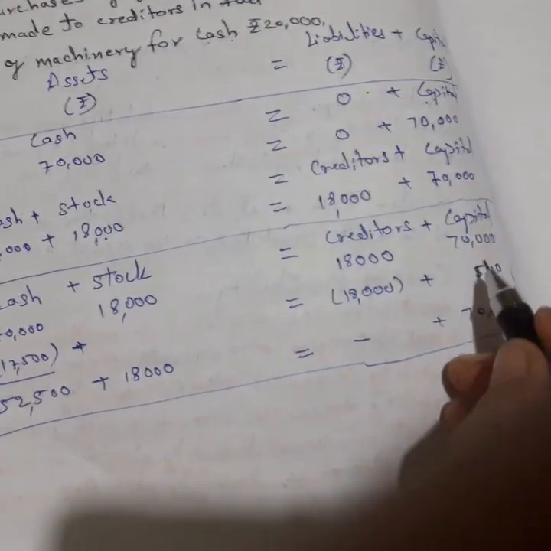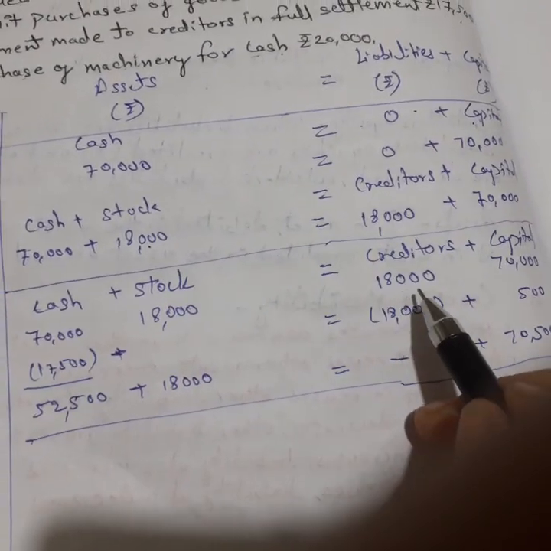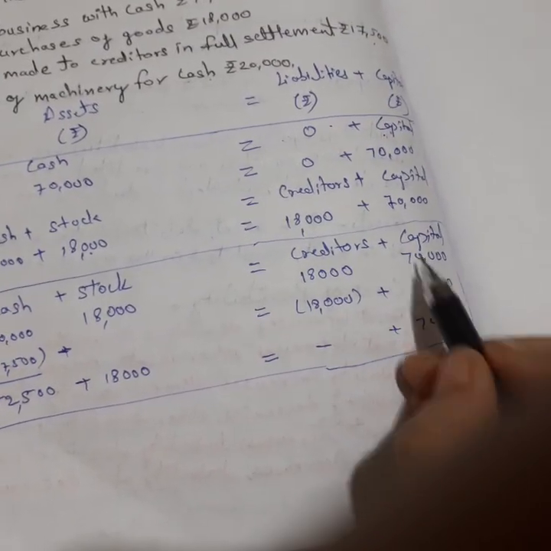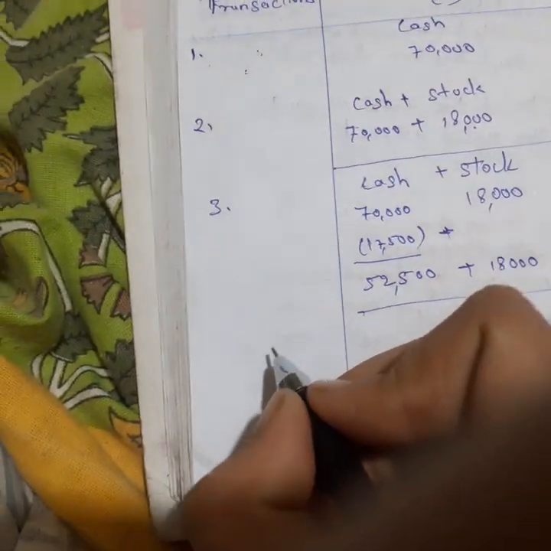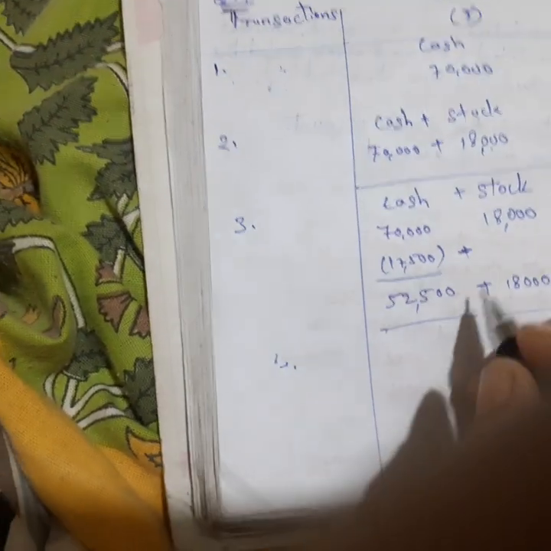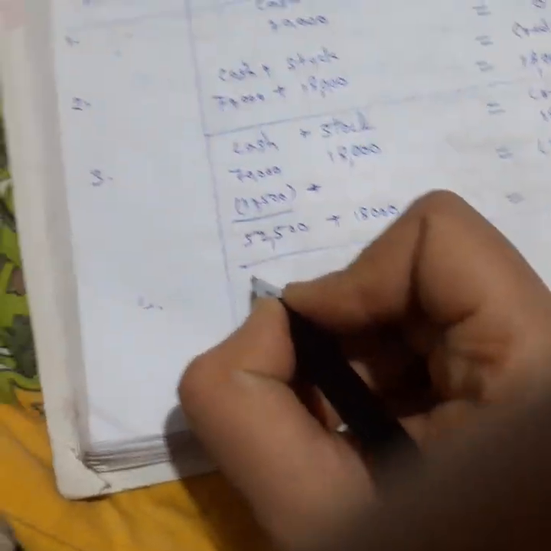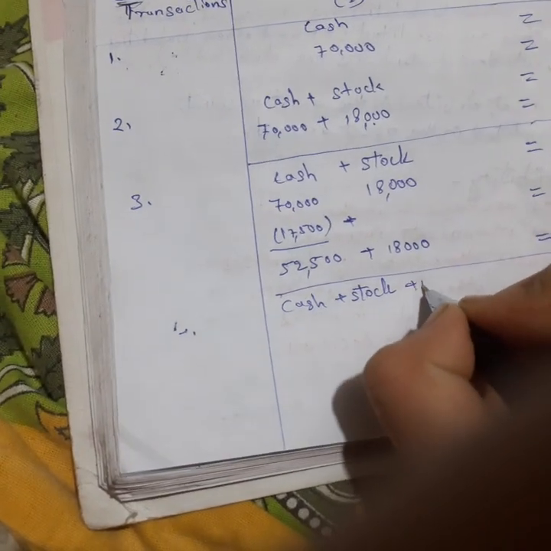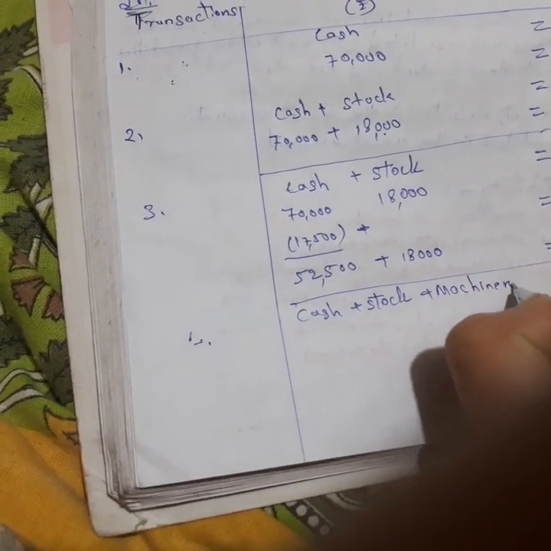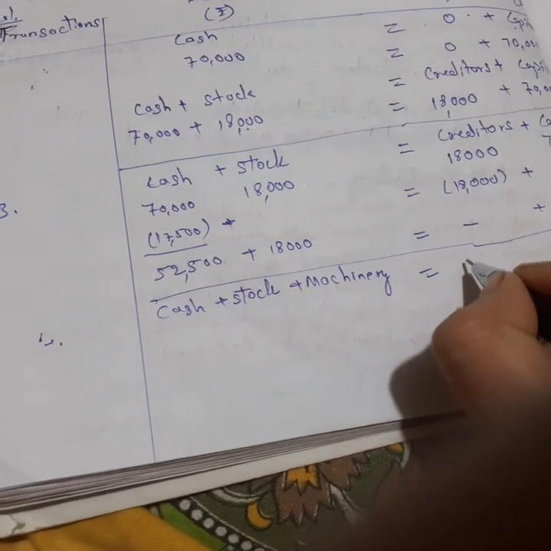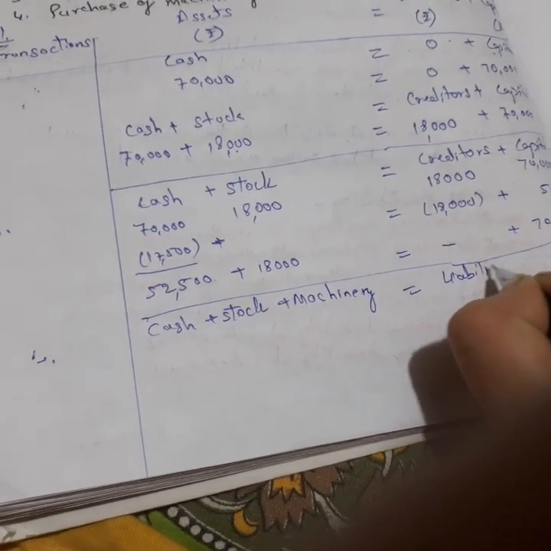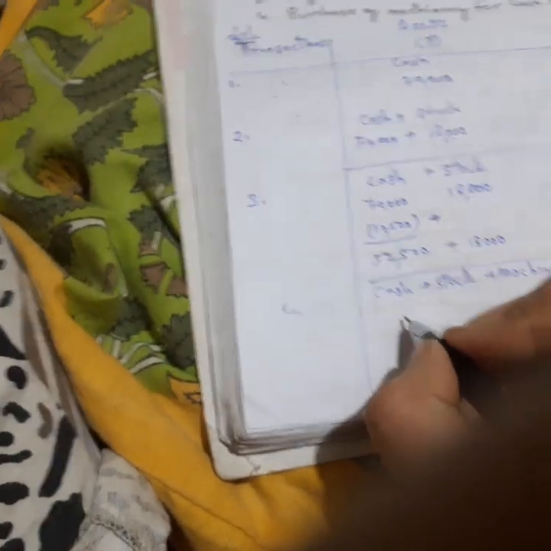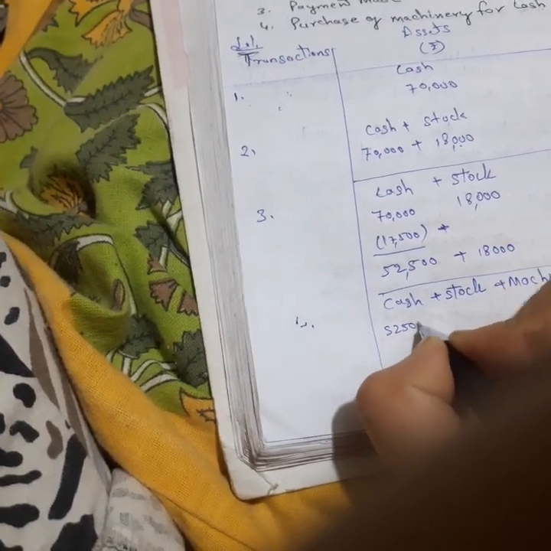This 500 is added in the capital because the total credited amount was 18,000, but we were given a discount of 500. That's why this 500 is sort of an income which gets added in the capital. Then point number 4, purchase of machinery for cash. So there is cash, there is stock. Now one more asset added, machinery. Creditors, there is no liability, so we will only write liabilities plus capital. So in cash 52,500.